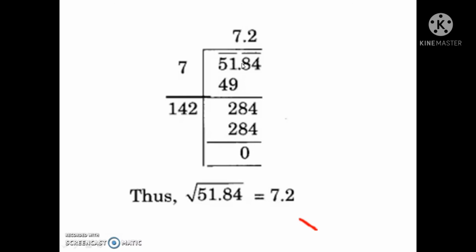This decimal point goes up. Subtract 51 minus 49, it is 2. 84 will come down. Now 7 plus 7, 14. This number you have to get using trial and error. Clear? So 142 into 2 is 284. So what is your conclusion? The square root of 51.84 is 7.2. Clear?